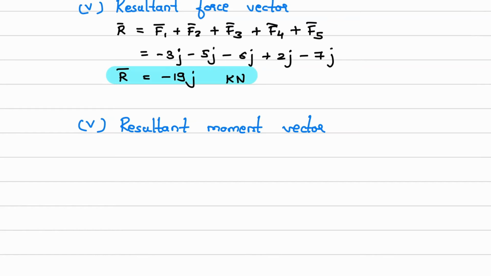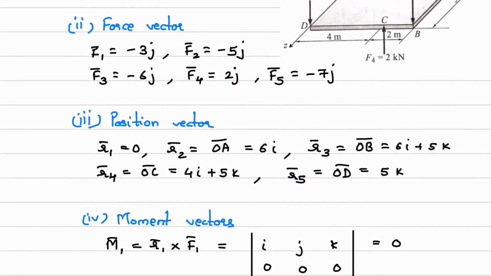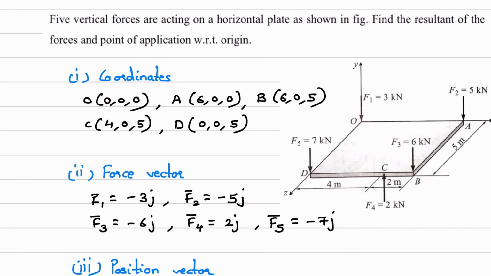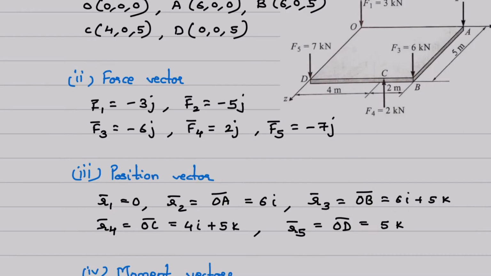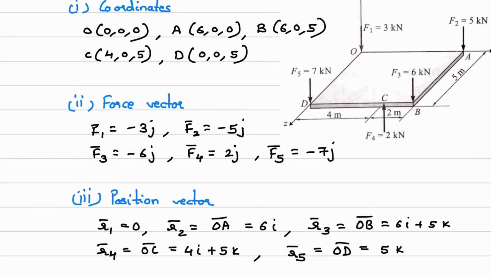Now what is Varignon's theorem? We'll see that. Varignon's theorem says the summation of moment of all the forces is equal to the moment of the resultant. So we will calculate the summation of moment about point O, which we can get by adding M1 to M5. Then the moment of the resultant, that we also have to calculate.